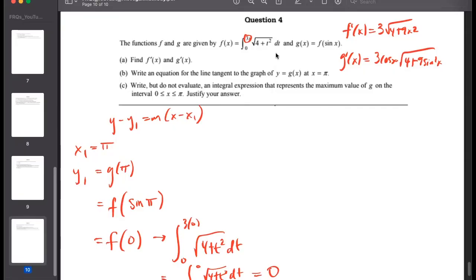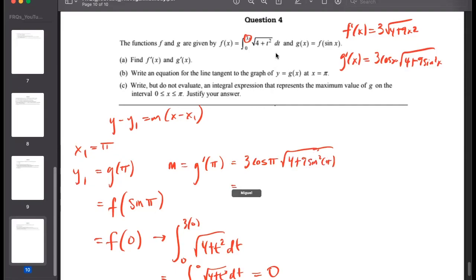And the last thing that we need is m, which is g prime of pi. Now we know g prime. Like I mentioned, I feel like we were going to use it, and we are, and that's going to be the g prime of x that I have on the top right. So that's going to be 3 cosine of pi root 4 plus 9 sine squared of pi.